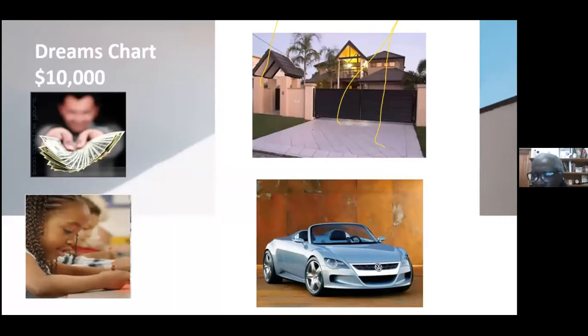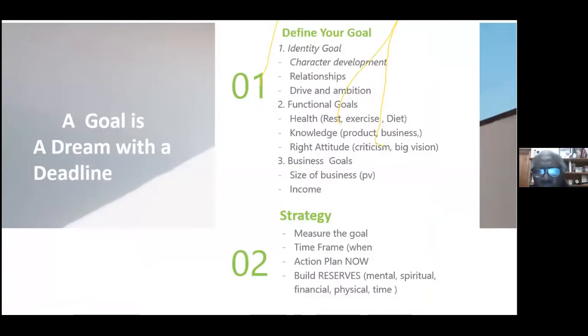So you need to be realistic about your goals, but you also need to stretch yourself so that you can aim higher. So the next thing is to develop a goal. The first thing you need to do is define your goal.